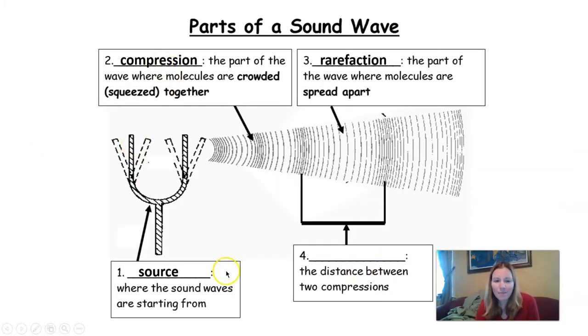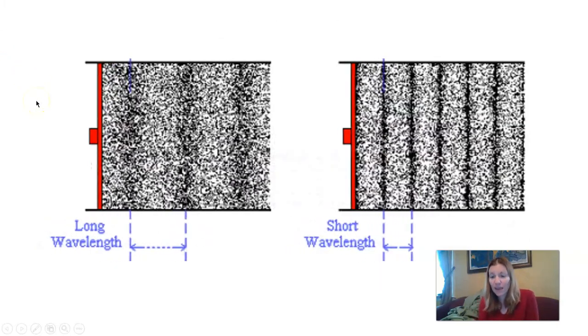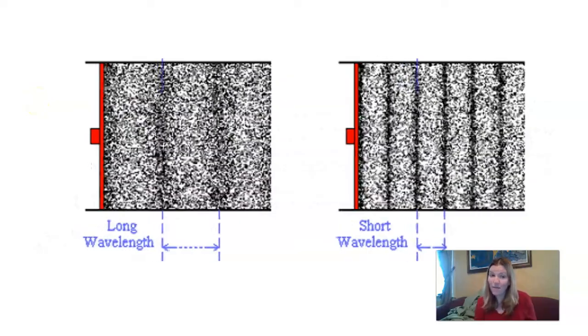And then the very last part of a sound wave, we've looked at source, compression, and rarefaction. The last one is really going to be important for the labs that we're looking at and helping us better understand how we have different sounds. And that is called the wavelength. So here it is right here, the wavelength. That is the distance between two compressions. So wherever two compressions are next to one another, how far apart those compressions are is called the wavelength.